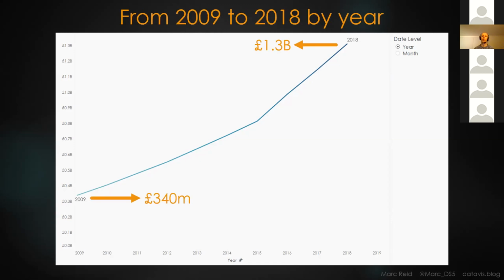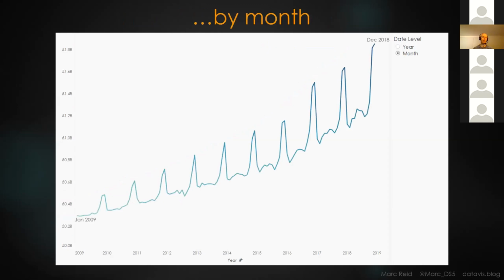Okay, so at the moment we're looking at average monthly sales over the last 10 years. And you can see that in 2009, the average monthly sales were about 340 million. And by 2018, the average monthly sales were 1.3 billion. I'm just going to change the view to look at the actual monthly sales now by month.